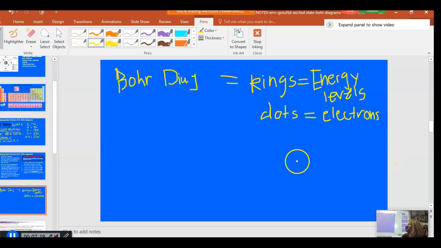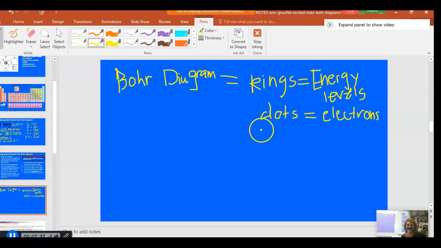Okay. This one? That's diagram. I don't even know how to spell it. Thank you. I was like, is there an H in there?